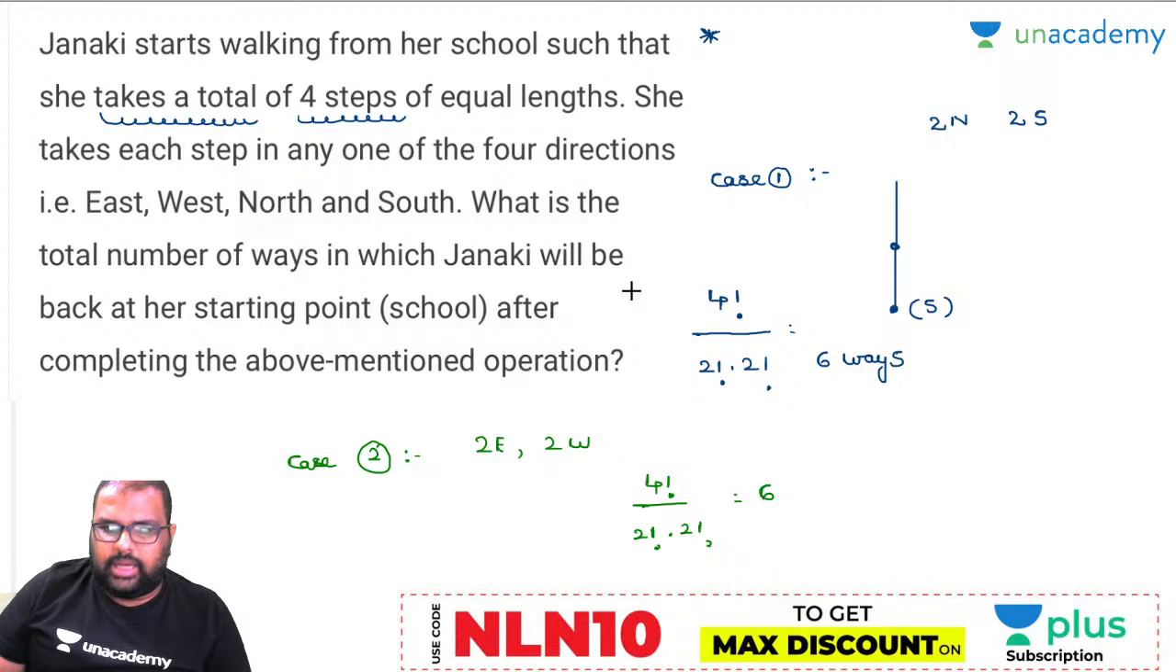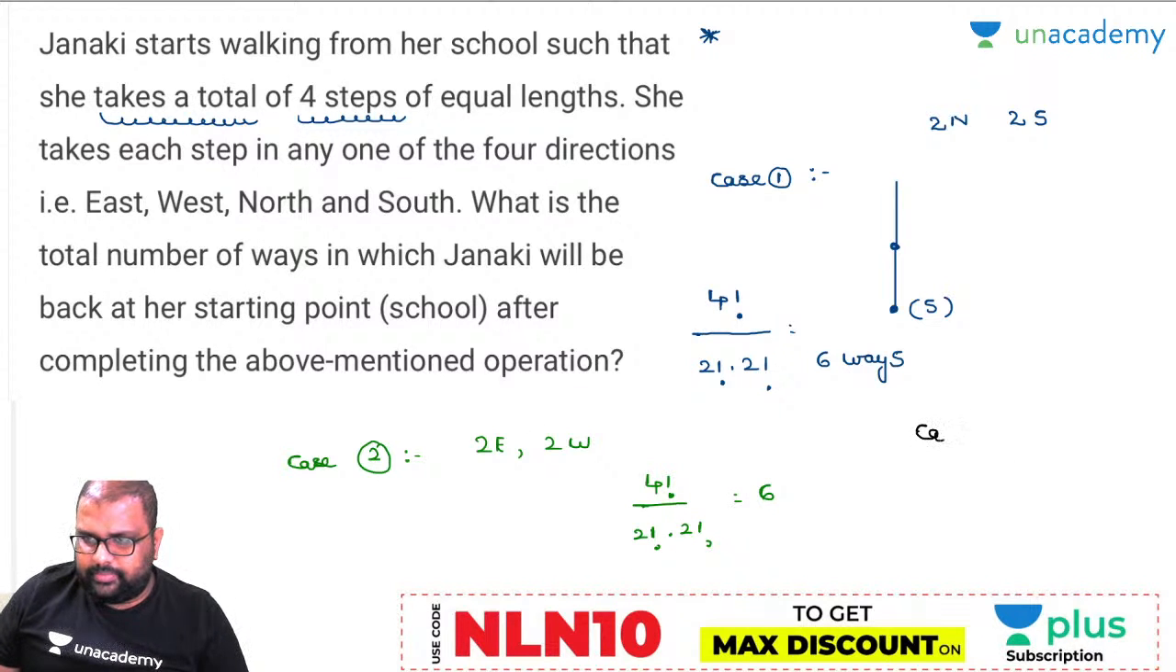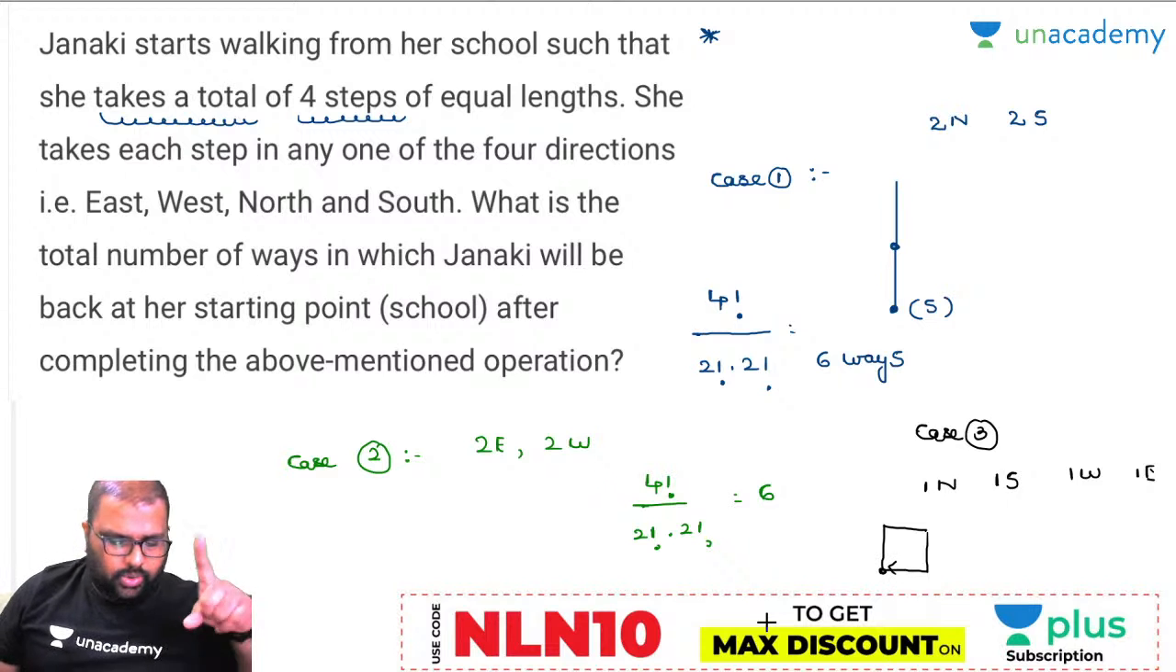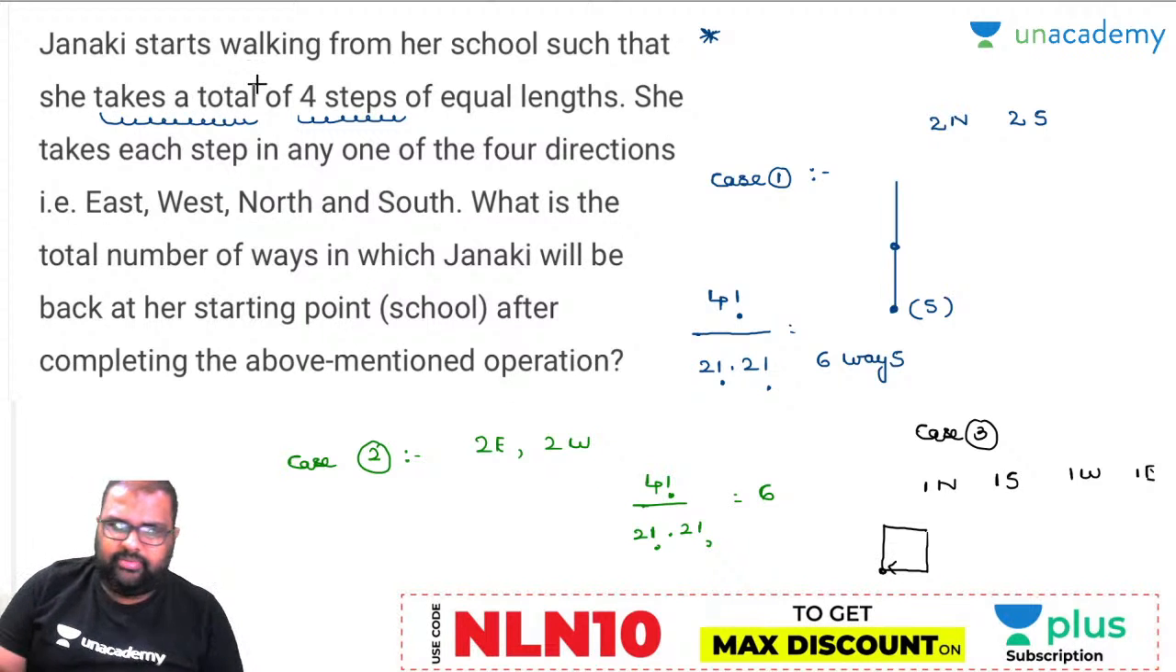Case 3, I'll write down like this. One step towards north, one step towards south, one step towards west, and one step towards east. Now I'll write down one way for you. This is the starting point. North, west, sorry, east, south, west. Again you got the same point. So I wrote one way. In this way you can write down all the ways there.